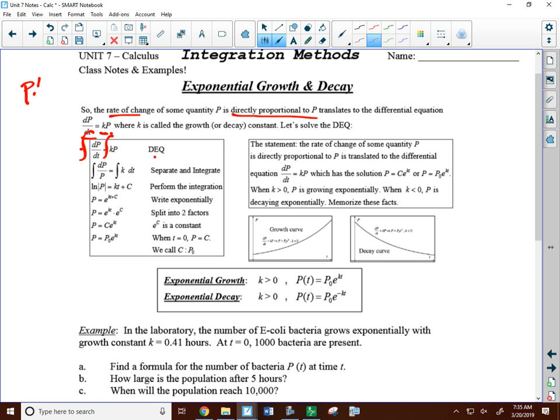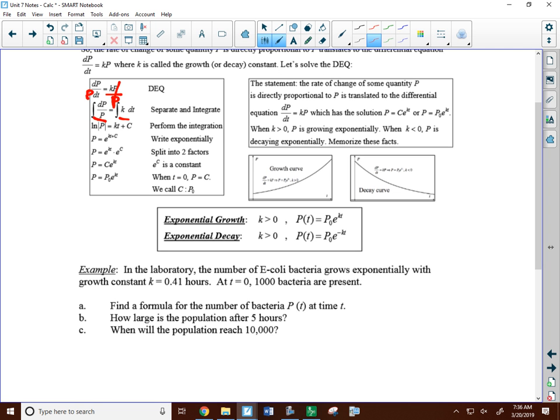But before they do that, they're going to divide both sides by p. So now it cancels over here, there's a p on the bottom there. They just divided first. Then you can see the integral signs in there. So they're going to integrate. They said separate and integrate.